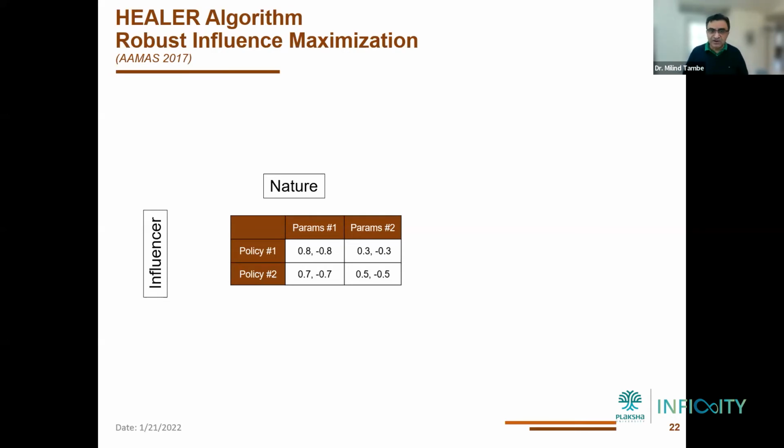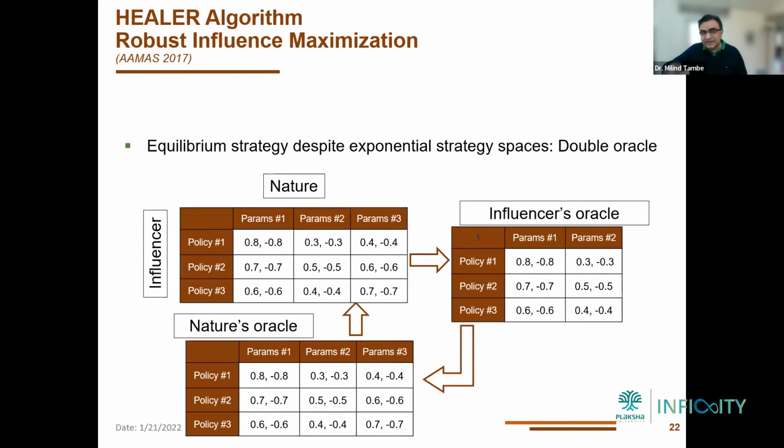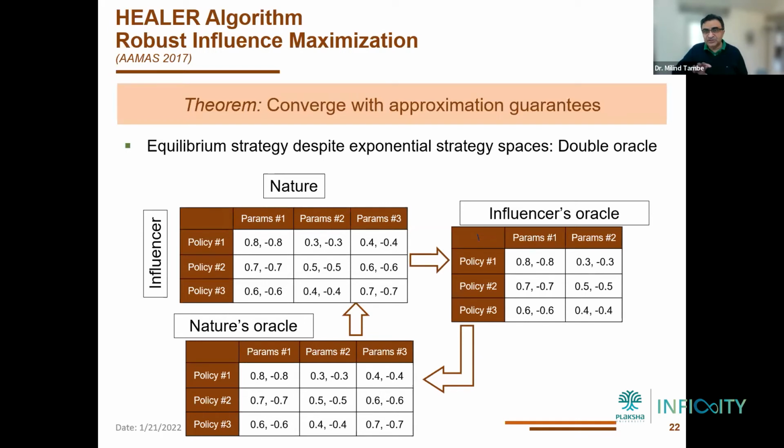So the way we solve it is by using what is called a double oracle approach. We initiate the game with a small number of strategies, both on the influencer side and nature side, maybe 2 or 3 each. And then there is this double oracle approach where the influencer's oracle will iteratively add the next best policy. Nature's oracle will add the next best set of parameters. And we iterate in this fashion until convergence, and we can show that we converge with approximation guarantees.